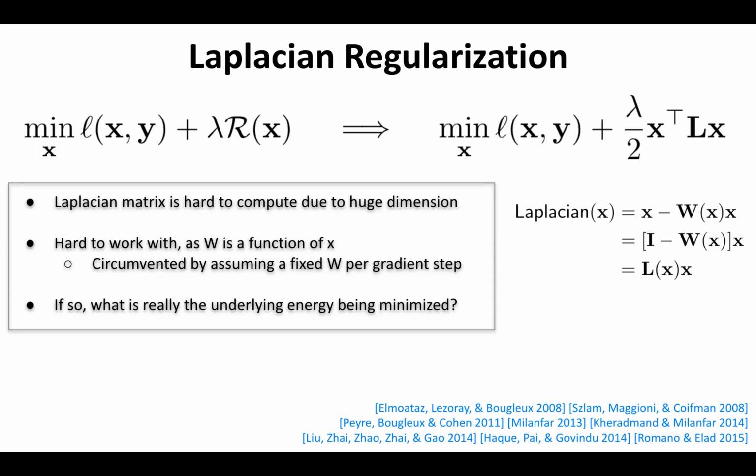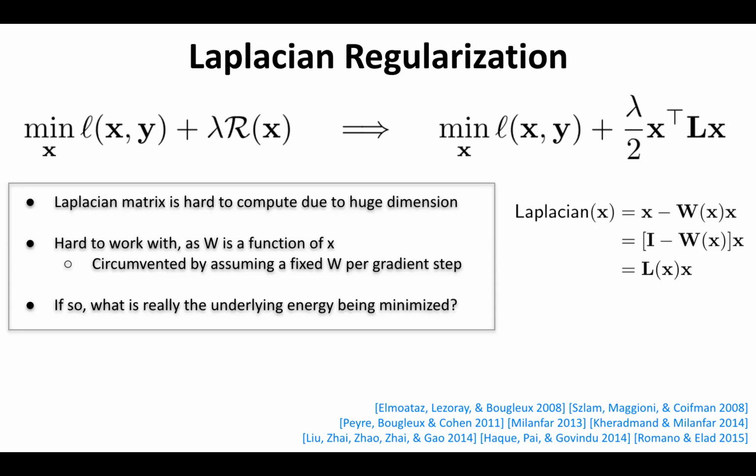But we can get around that by, if we're solving this problem in an iterative way, in each iteration, we can compute L of x and then keep it fixed and treat that as a fixed matrix, so that L becomes essentially constant, and then we can take the next step and update it and so on and so forth. But if we do that, then we're kind of cheating a little bit. We don't know what energy is being minimized.